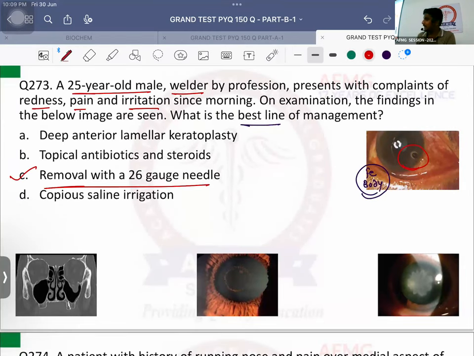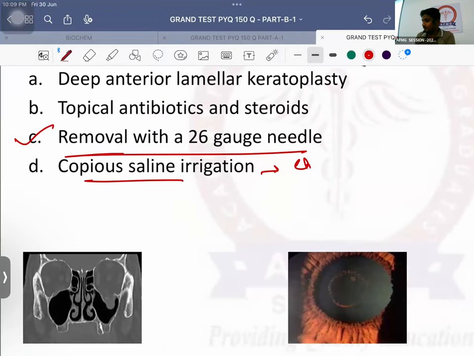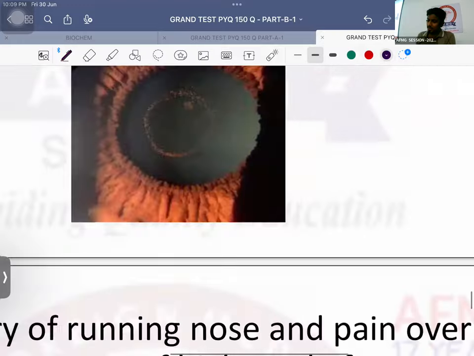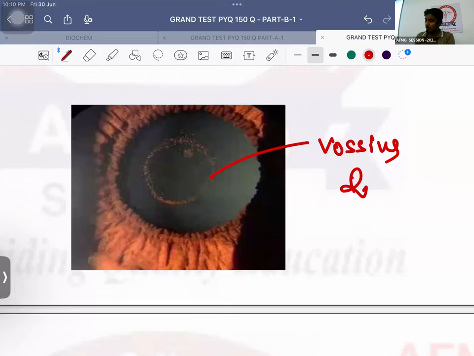Removal with a 26-gauge needle. Copious saline irrigation is usually done in chemical burns or chemical injury to the eye, acids or alkalis. Please remember that. Okay? What is this? In a case of concussion trauma, when there is such a jolt, the iris pigments deposit on the lens. This is called which ring? Vossius ring. This is known as the Vossius ring.